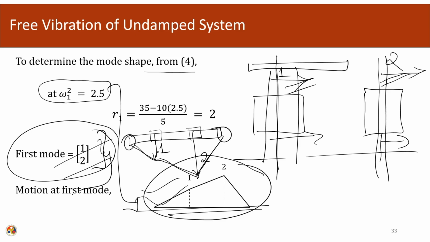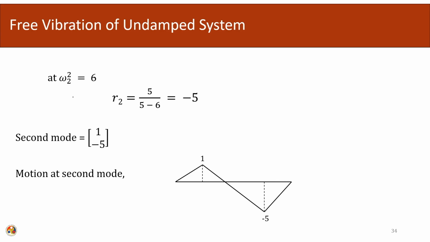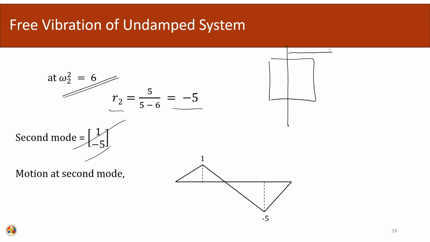Okay. Similarly, we write down the value of second frequency, and we calculate the value of R2. So, the second mode comes out to be 1 and minus 5. It means that if we look into the system again, if the first one is moving 1 unit towards the right, the other one is going to move 5 units towards the left. Okay. So, this is the interpretation of plus and minus out here.